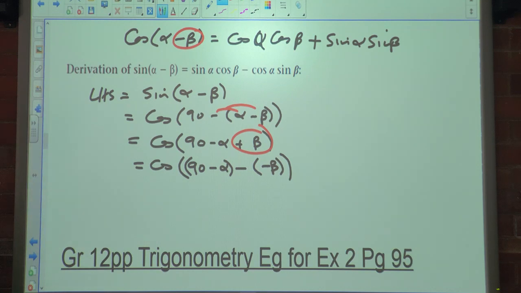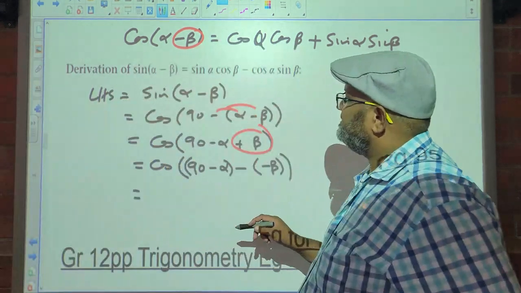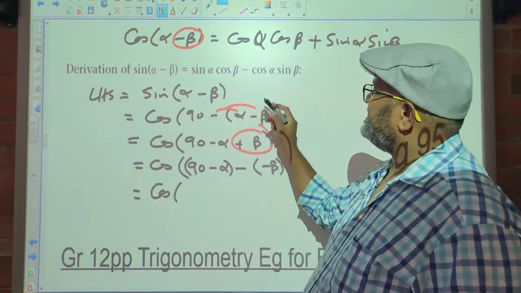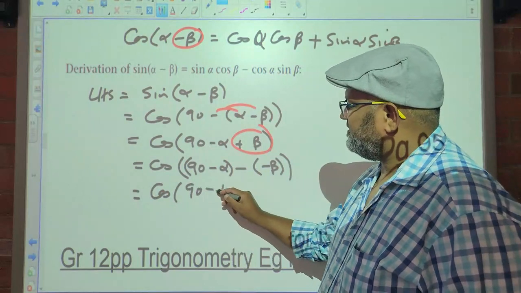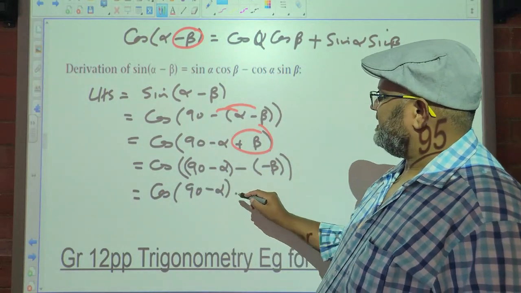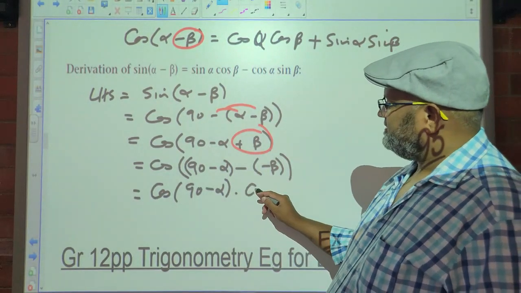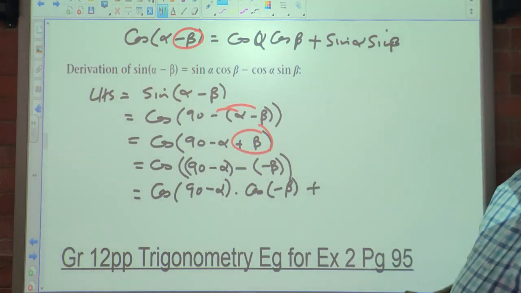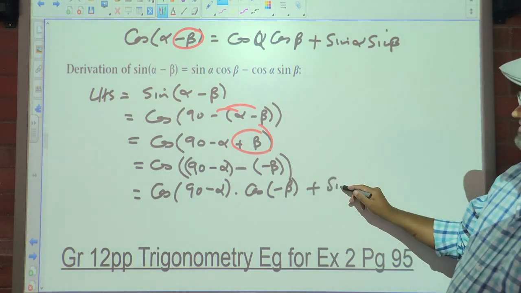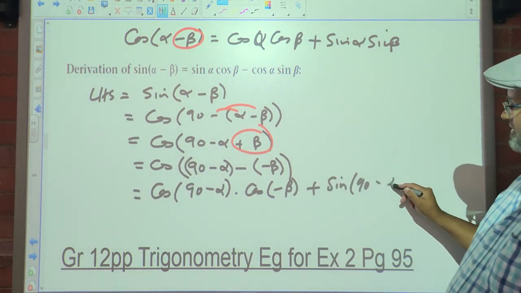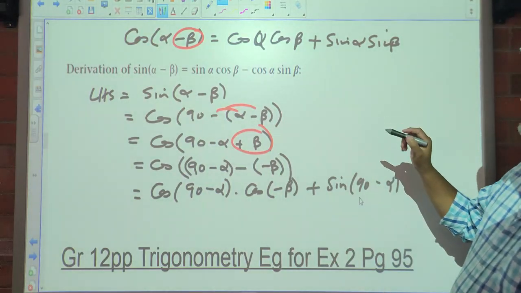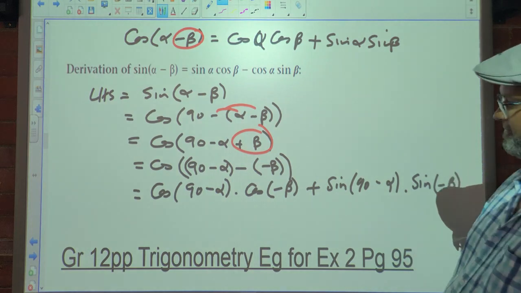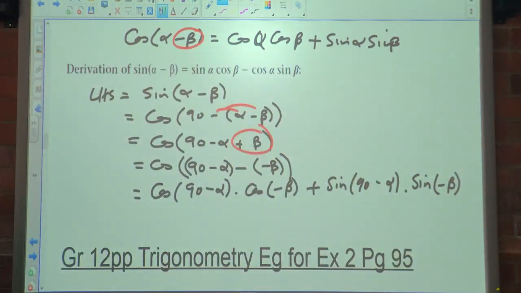Okay. Let's carry on. So cos alpha minus beta can be written as cos of alpha, and what's your alpha in this case? 90 minus alpha times cos of beta, which is cos minus beta, plus sine of alpha, sine 90 minus alpha times sine of beta, sine minus beta. Okay.